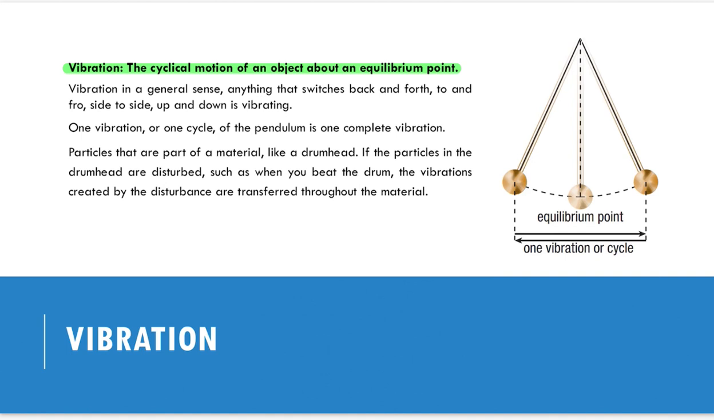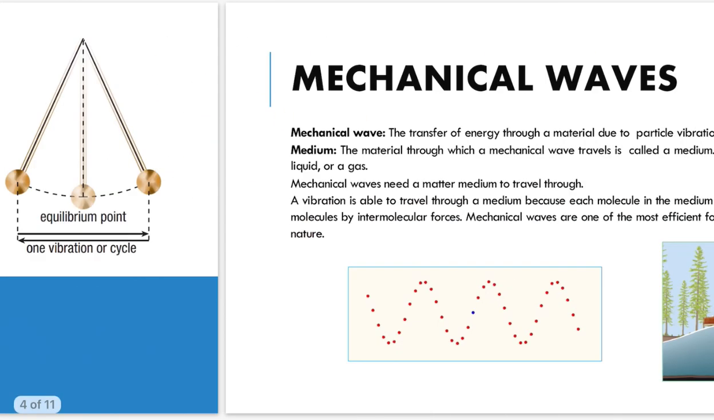Particles that are part of a material, like a drum head, if the particles in the drum head are disturbed, such as when you beat the drum, the vibrations created by the disturbance are transferred throughout the material. So this transfer of energy through a material by a particular vibration is called a mechanical wave.